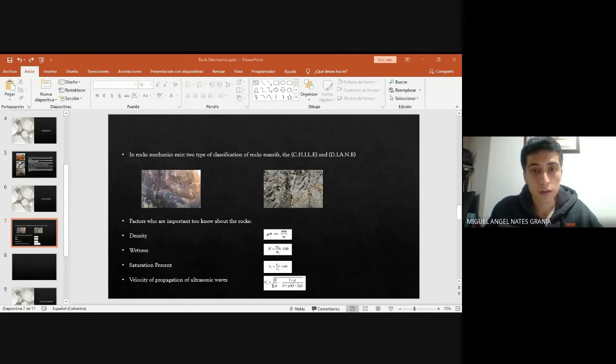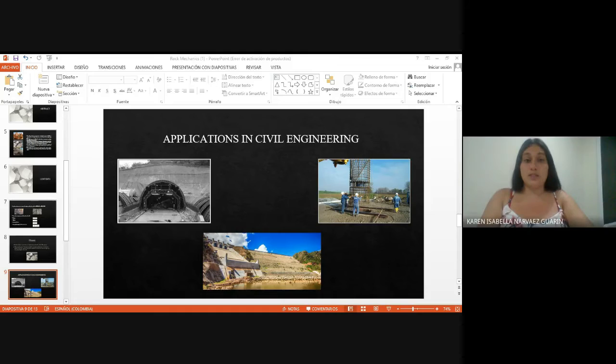This one is one of the most important for rock massifs, because this factor could simulate the behavior of the rock in the case of an internal seismic wave, for example, a P wave or an S wave. It depends on the quantity of pores of the rock massif. If the rock massif has a higher quantity of pores, the velocity of propagation will be similar to an S wave. And if the quantity of pores is lower, the velocity of propagation will be similar to a P wave.